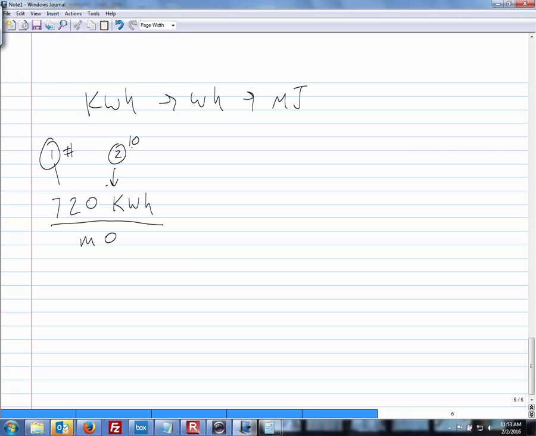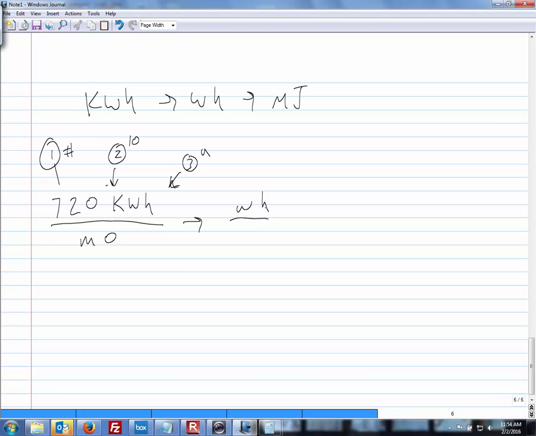The 10 means I'm dealing with the power of 10, and then the third problem is the units. And so there are three different ways to screw up the problem. You can screw up the number, you can screw up the power of 10, or you can screw up the units.